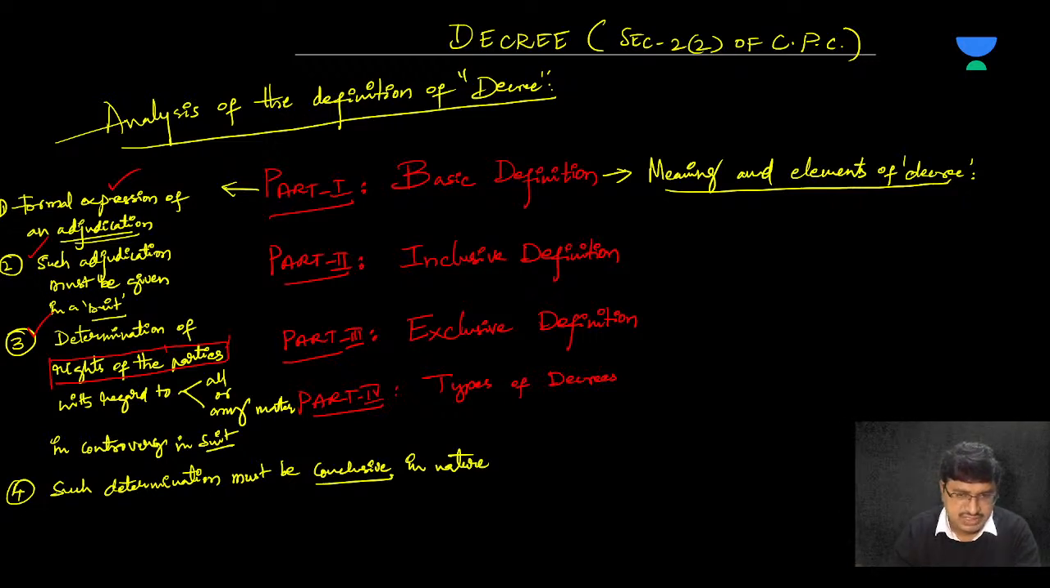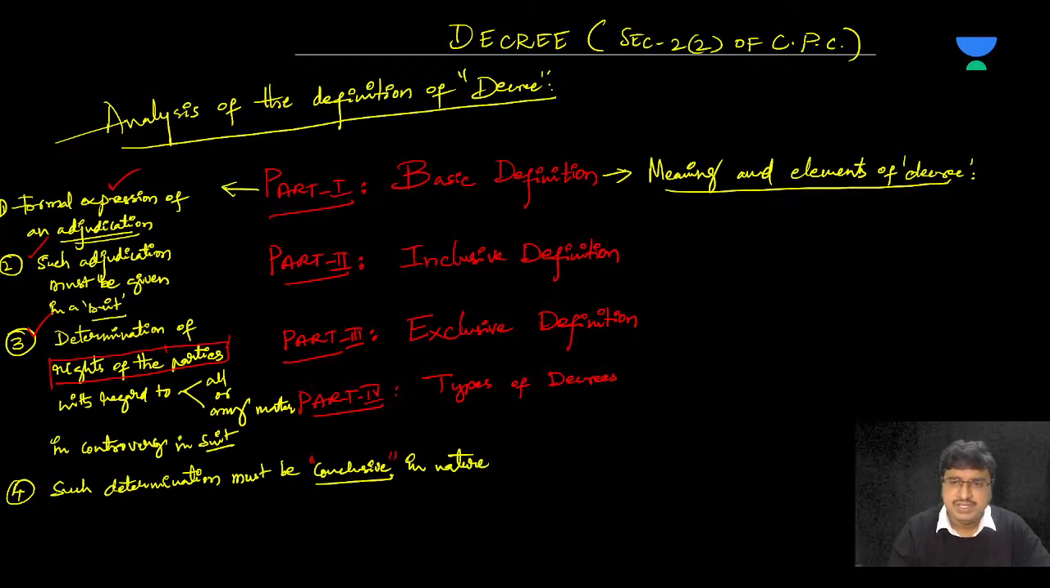Therefore, it must conclusively determine the rights of the parties. Once the rights of the parties are conclusively determined, then it is said to be a decree. If the rights of the parties are not conclusively determined, then it cannot be said to be a decree, friends.